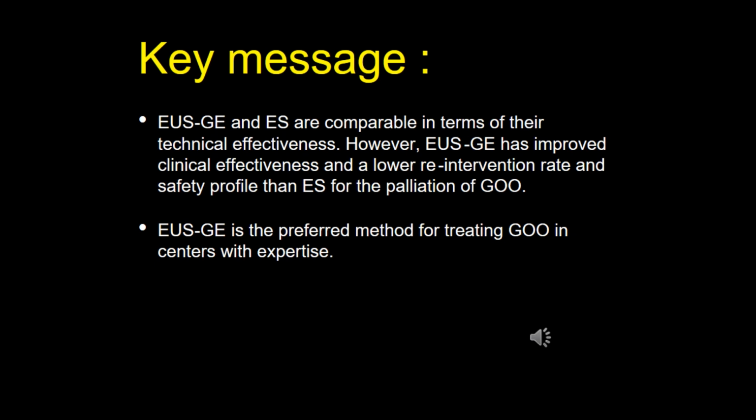Key message: EUS-guided gastroenterostomy and endoscopic stenting are comparable in terms of their technical effectiveness. However, EUS-guided gastroenterostomy has improved clinical effectiveness, a lower reintervention rate and a better safety profile than endoscopic stenting for palliation of gastric outlet obstruction. EUS-guided gastroenterostomy is the preferred method for treating gastric outlet obstruction in centers with expertise.